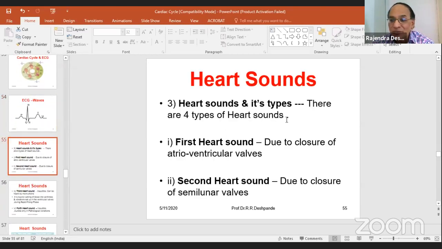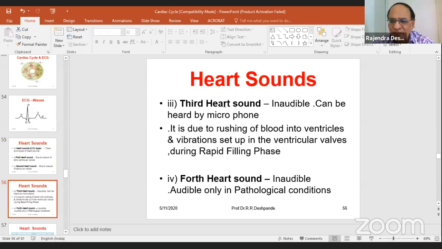Now heart sounds regarding the cardiac cycle. Heart sounds and their types. The first heart sound is due to the closure of the atrioventricular valves. This is a must, MCQ. The second heart sound is due to the closure of the semilunar valves. This will be asked. Only two sounds are very much important. Forget about the third and fourth sounds. Although I am giving the information, it is not useful in your medical practice.